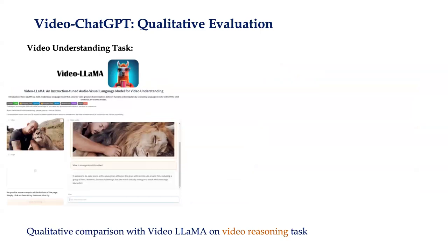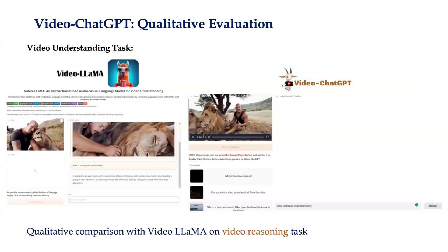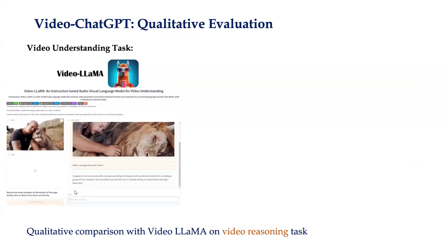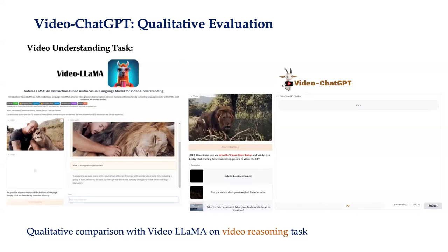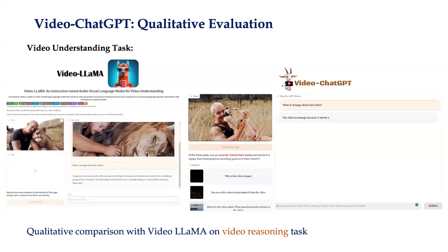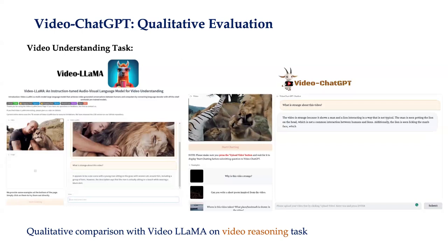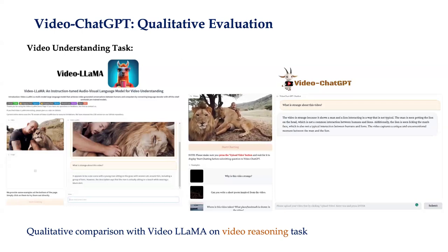So this is a comparison with Video LLaVA, and Video LLaVA will give you something like that about this. And then this is theirs. So Video ChatGPT. First is the video, and then after you upload the video, what's strange about this video? The video is strange because it shows a man and a lion interacting in a way that's not typical. The man is seen petting a lion on the head, which is not a common interaction between humans and lions. Additionally, the lion is seen licking the man's face, which is also not a typical interaction. The video captures a unique, unconventional moment between the man and the lion.